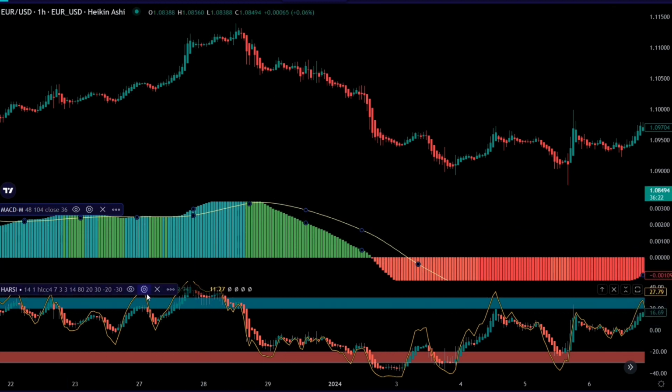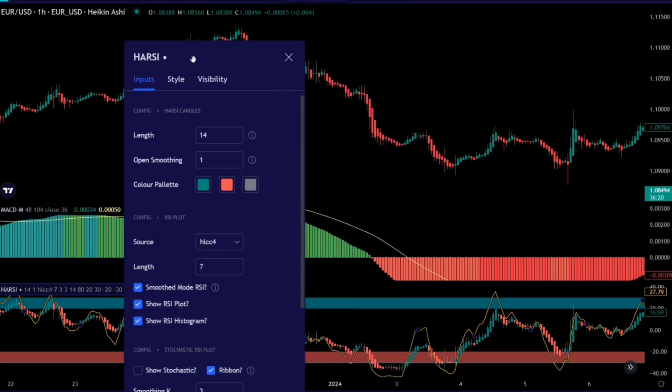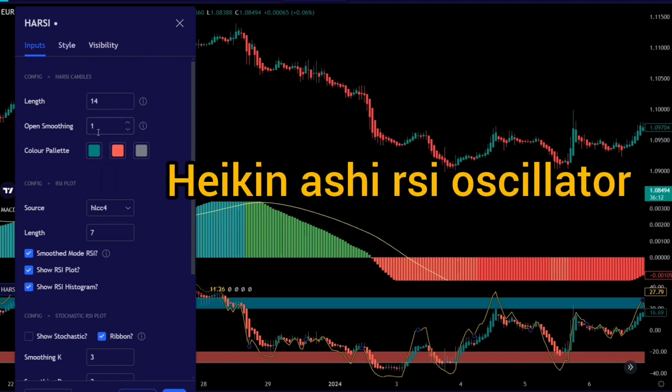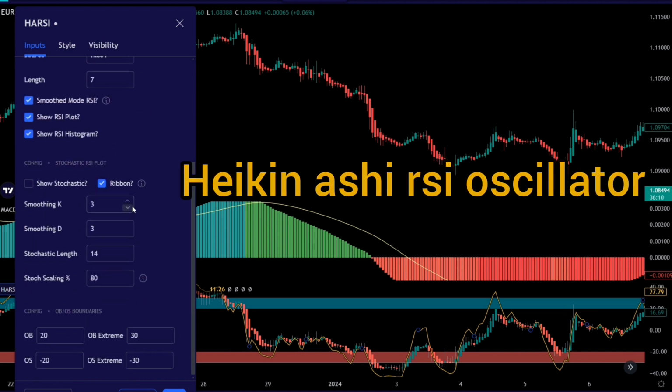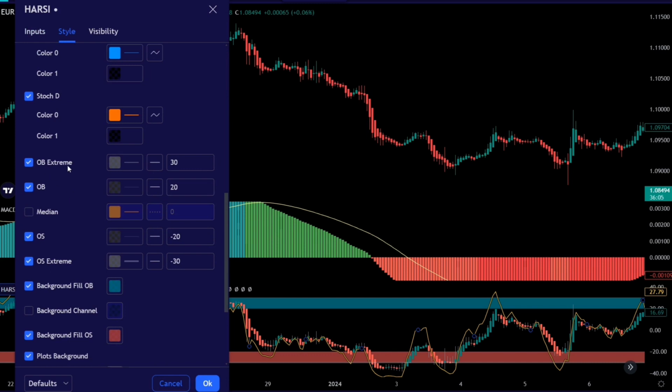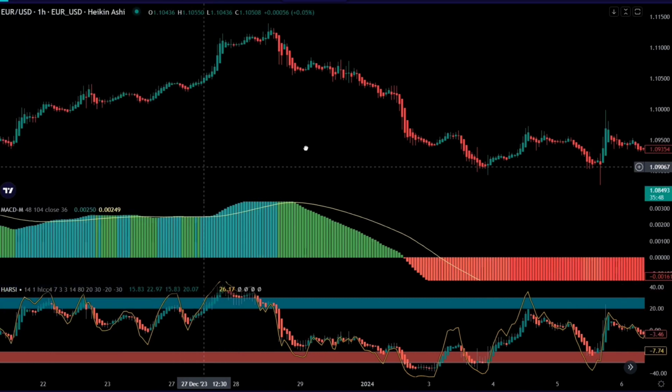And next you need this indicator, RSI Heikin-Ashi, length 40, open smoothing 1, and go to the style. Change OB extreme to 30, and OB 20, OS 20, and OS extreme 30, and OK.